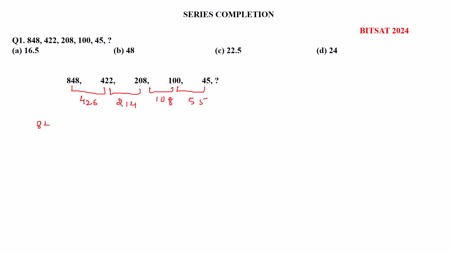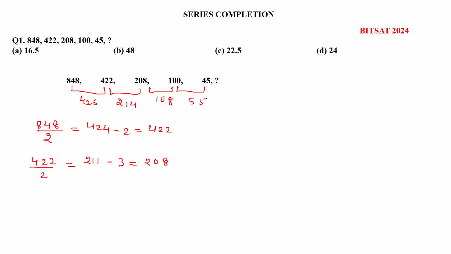So 848 and 422, if you see, something like 800, half of 800 is 400, isn't it? So let's do half of it. So what will I get? I'll get 424. Now from this subtract 2. So we will get 422. Next, I will find the same relation. 422 divided by 2, I am getting 211. And in 211, if I subtract 3, I am getting 208. So now I am able to see the pattern.